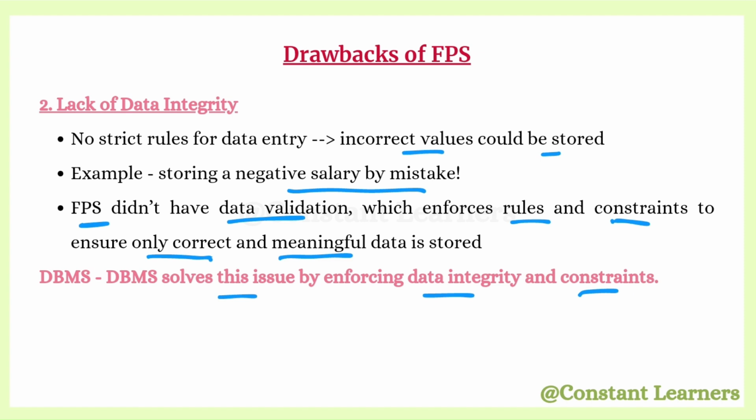Or we can set a rule that names can only accept characters and not integers. In that case, even if by mistake an integer has been added to someone's name, it's not going to accept that value, because we've set that constraint that this can only take characters and not integers. So that is how DBMS solves this issue, which is not possible in the file processing system.